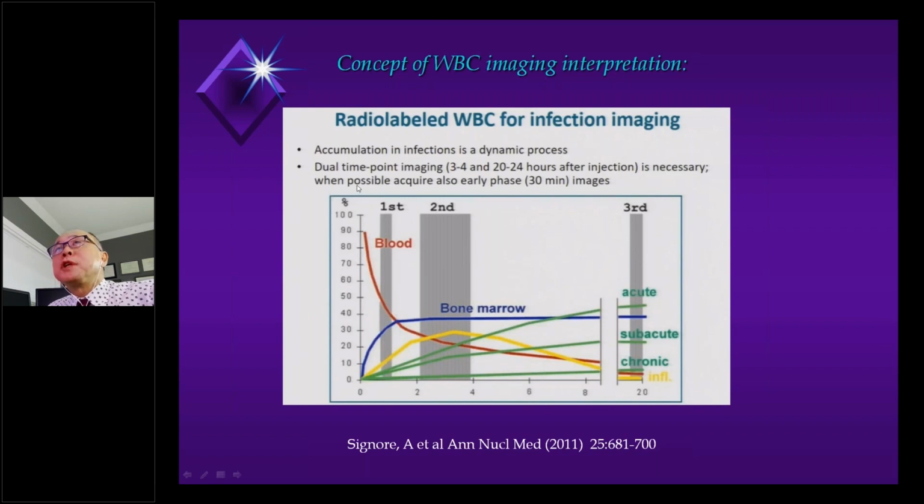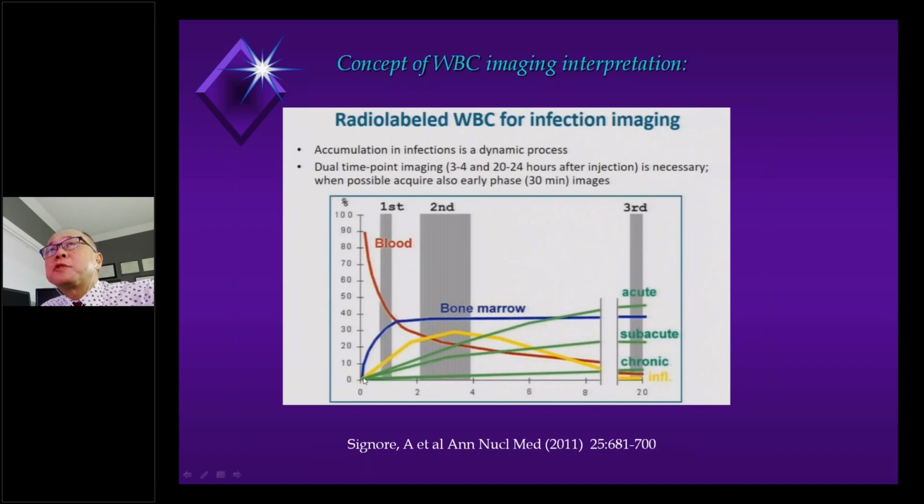interpret white cell imaging. Labeled white cells in the bloodstream disappear from the blood pool very quickly. The axis here is hours. So from 0 to 24 hours, blood pool activity diminishes very quickly. Marrow activity rapidly increases and stabilizes. And this is true infection.